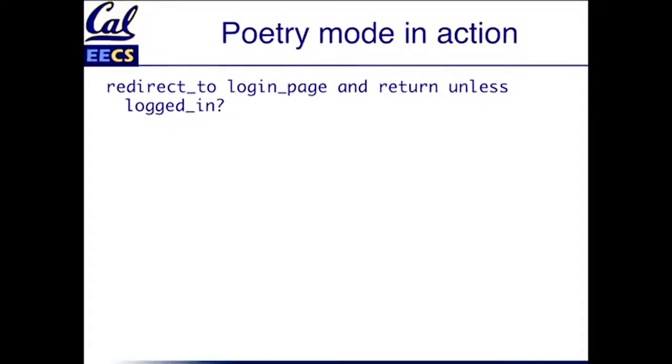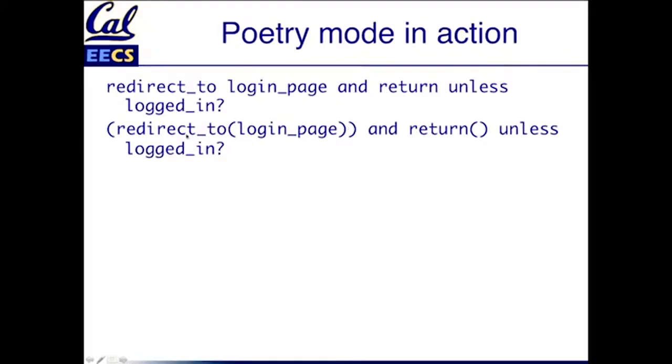And you can almost read it aloud and figure out what the code does. Redirect to login page and return unless logged in. Code does not get much more transparent than that. But the reason this is legal is because when parentheses around function call arguments are optional, in other words, when the parser would not be confused by omitting them, Ruby lets you omit them. And also because braces around hashes can often be omitted if the context is unambiguous.